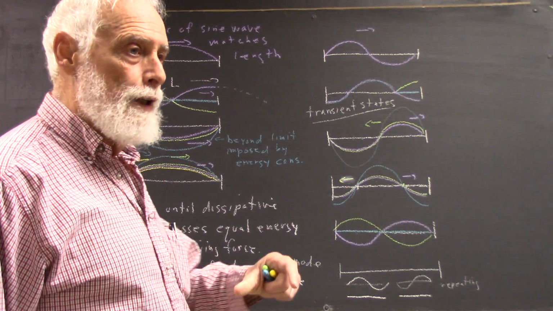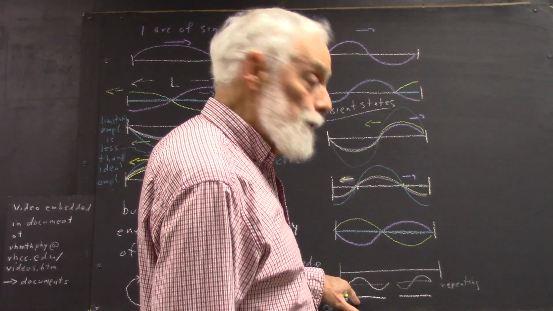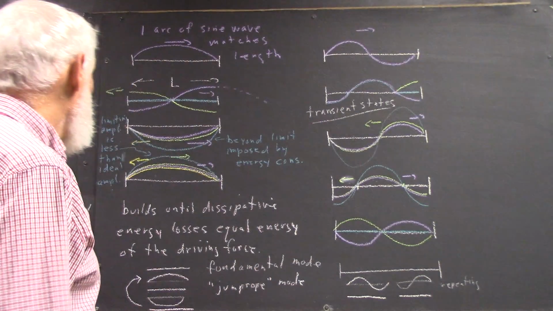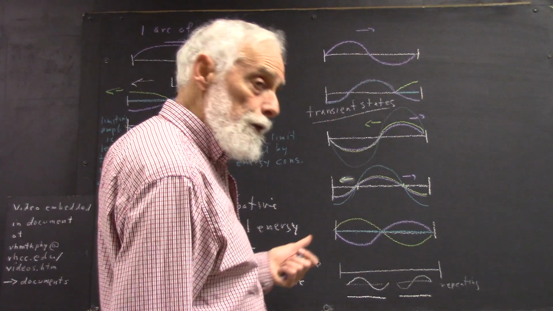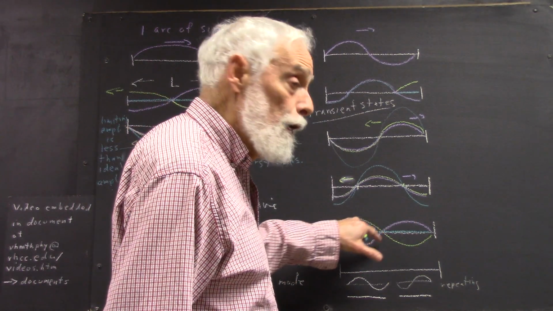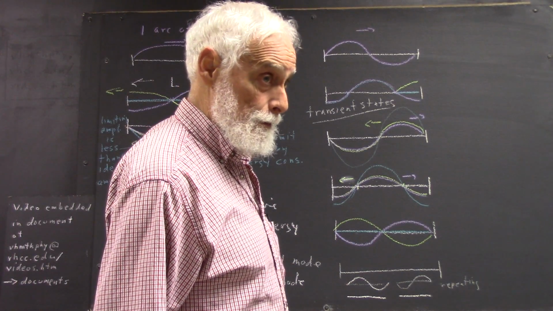The time it takes to go from maximum amplitude to flat line is the time it takes the wave and the reflected wave to move through half an arc of the sine. Okay?